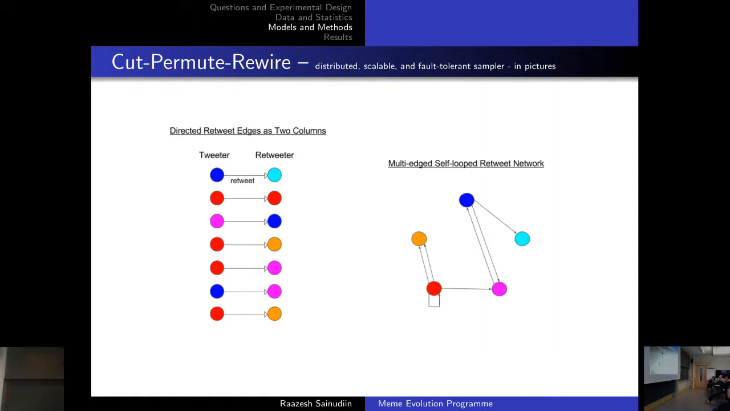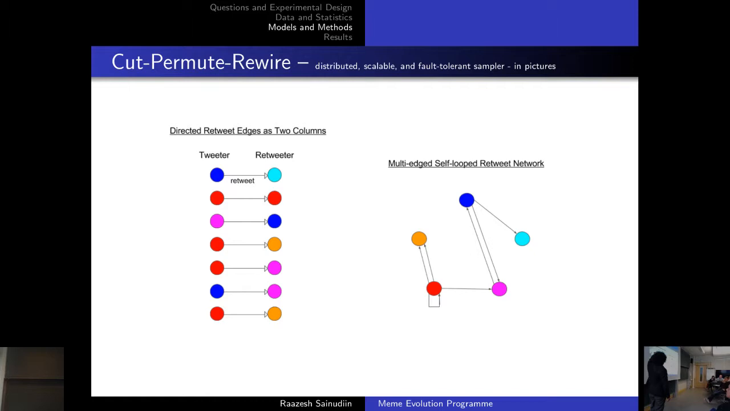What I want is a distributed, scalable, fault-tolerant sampler. I want my algorithm to work even if I have 800 billion nodes, as long as I have enough money in Amazon or SNCC to carry out the computation, even as machines fail. So that's where Spark comes in, and that was our requirement for everything we do in Project MEP.